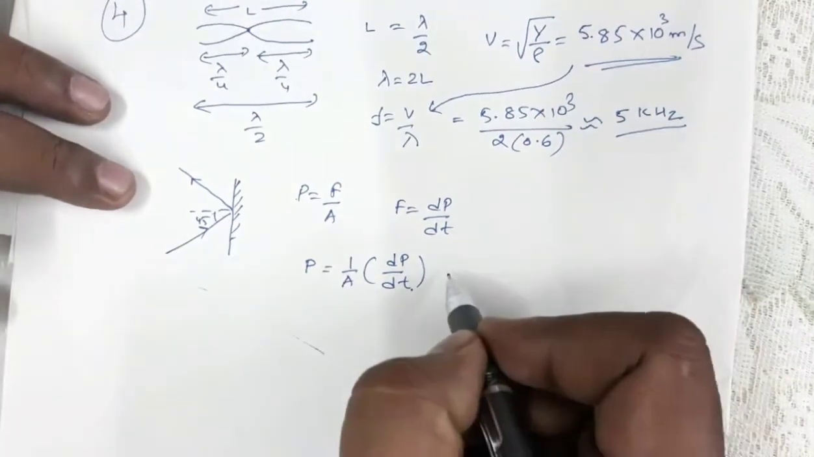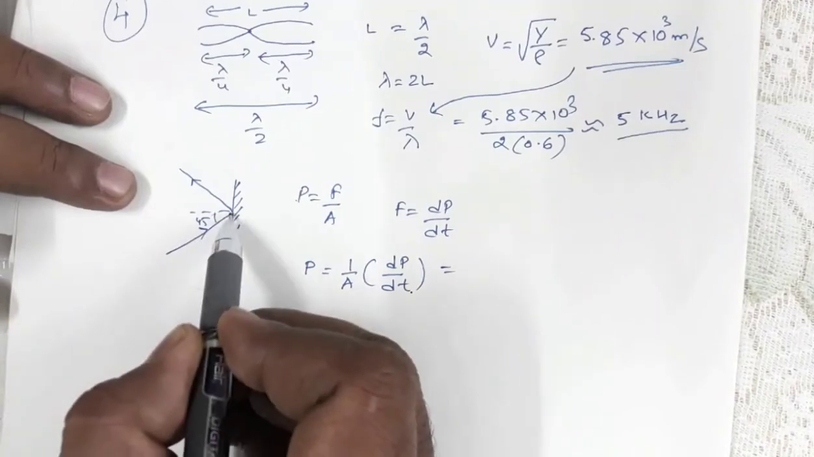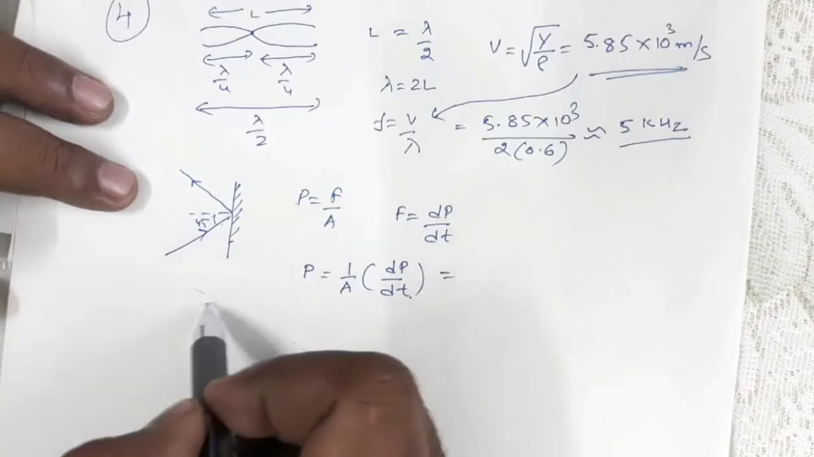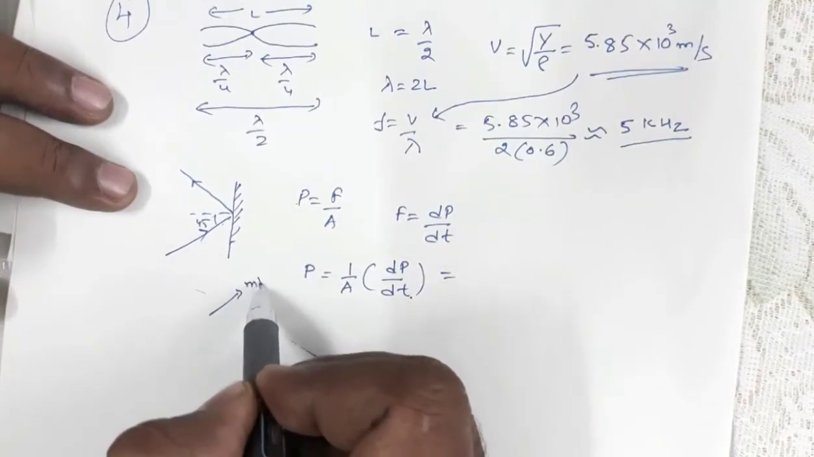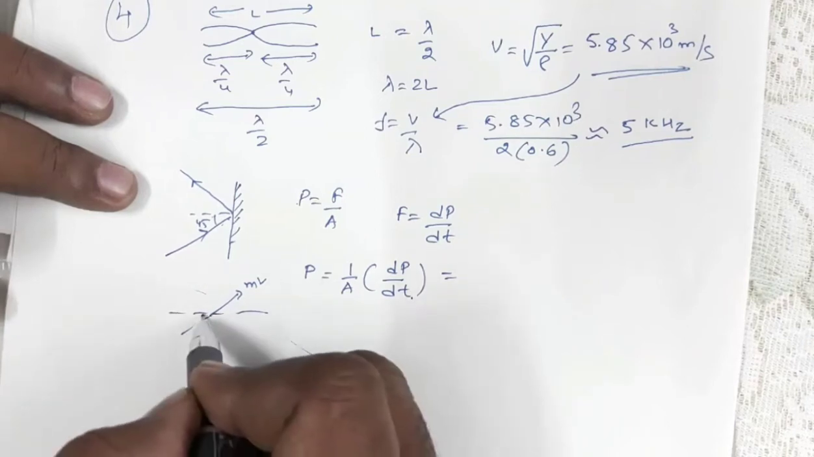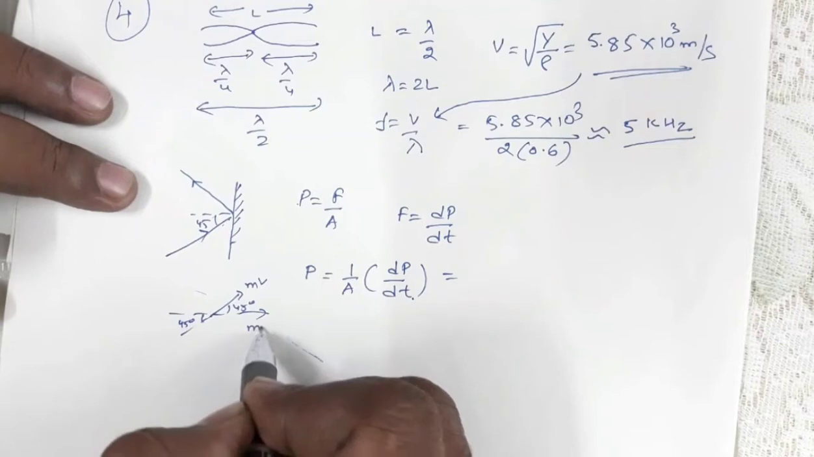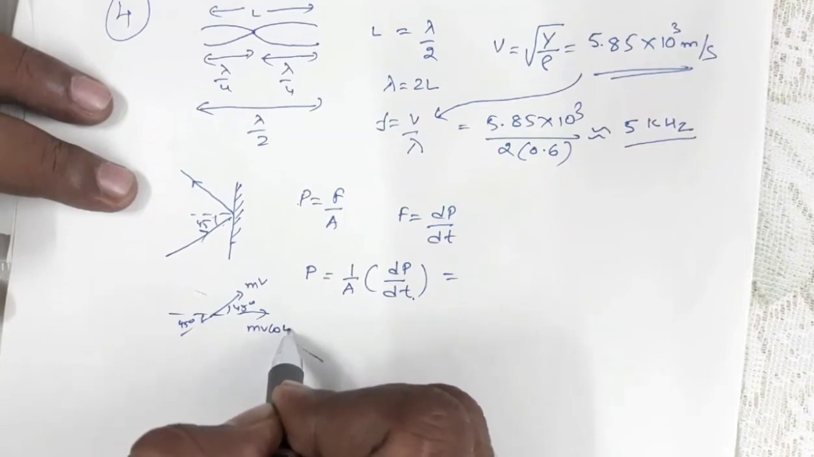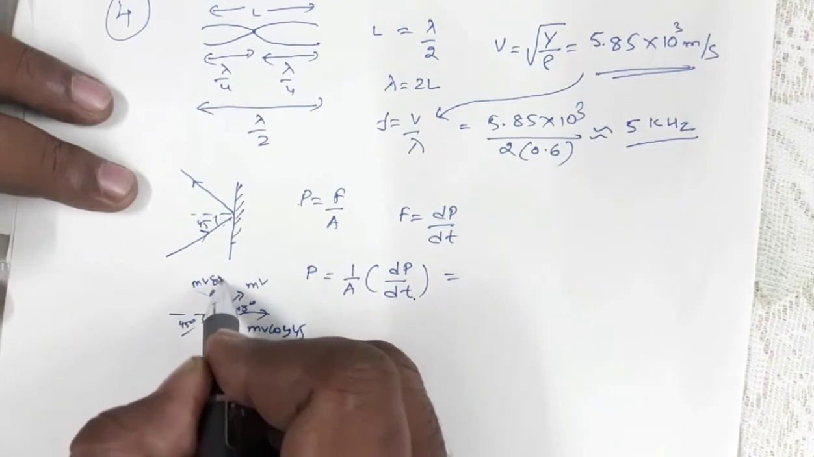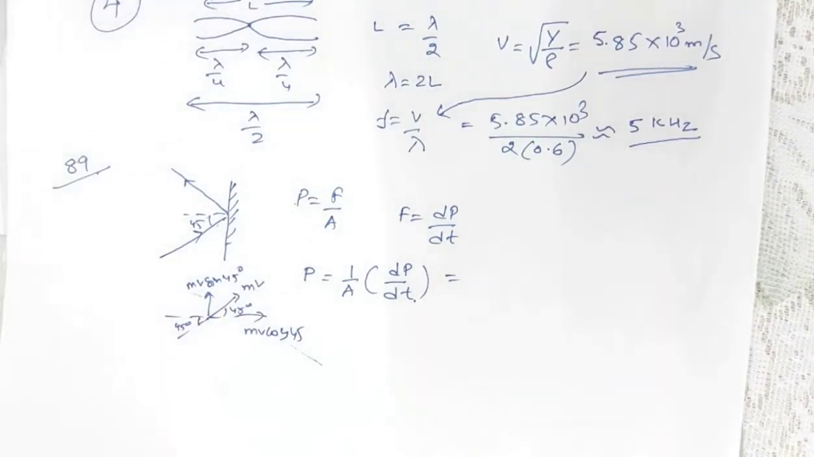Okay, so the change in momentum, see, this is mv. So that means the momentum in this direction is mv. This angle is 45 degree. So this is mv cos 45 degree, and this component will be mv sin 45 degree. So this is the momentum before collision.